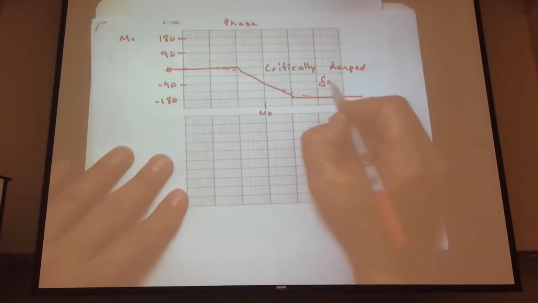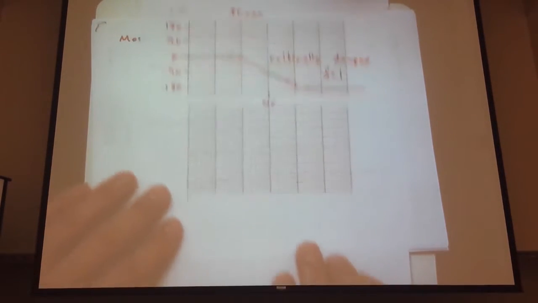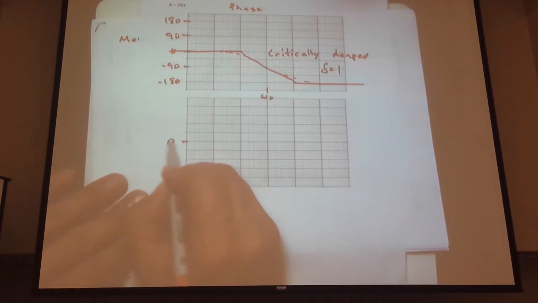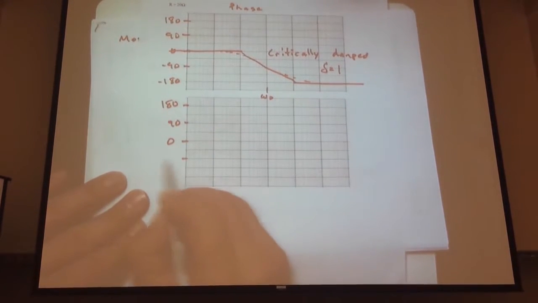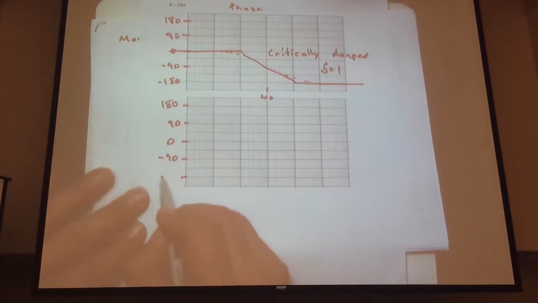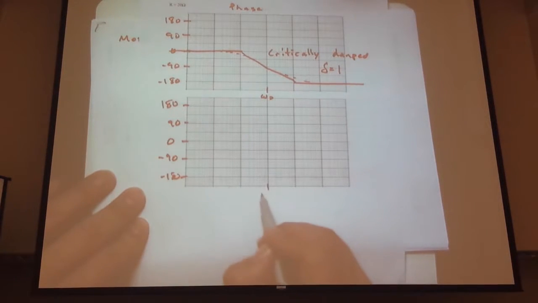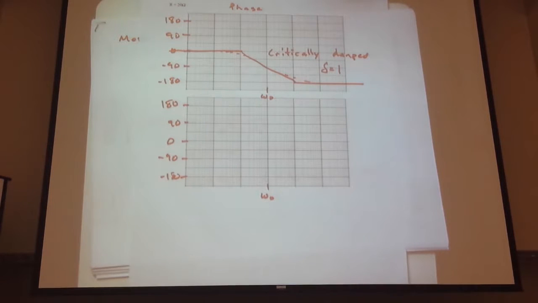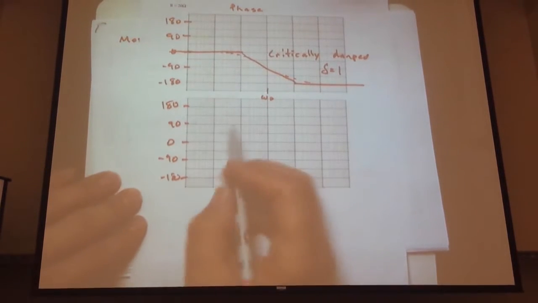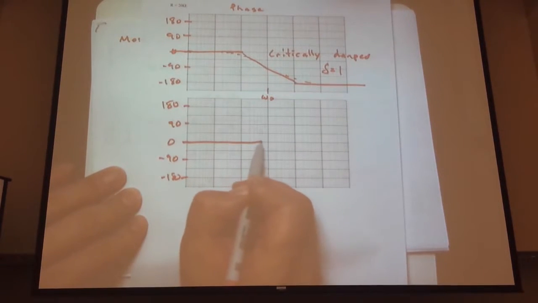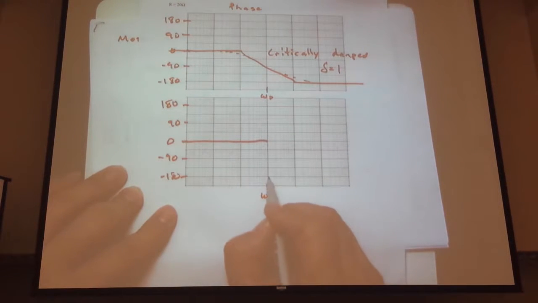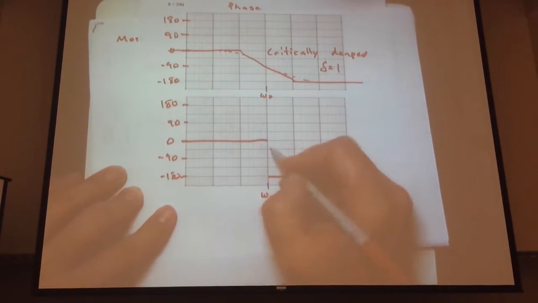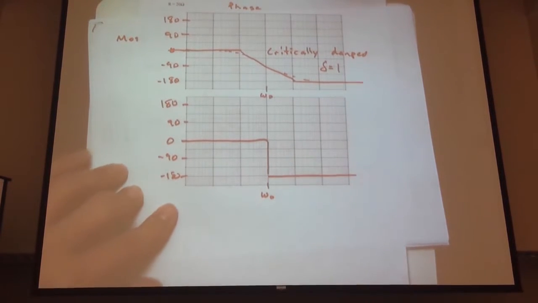With the damping ratio equal to 1, alpha equals omega naught. 0, 90, 180, minus 90, minus 180, omega naught. For any number less than omega naught, what's our angle? 0. For any number larger than omega naught, what's our angle? 180. So what does our response look like?